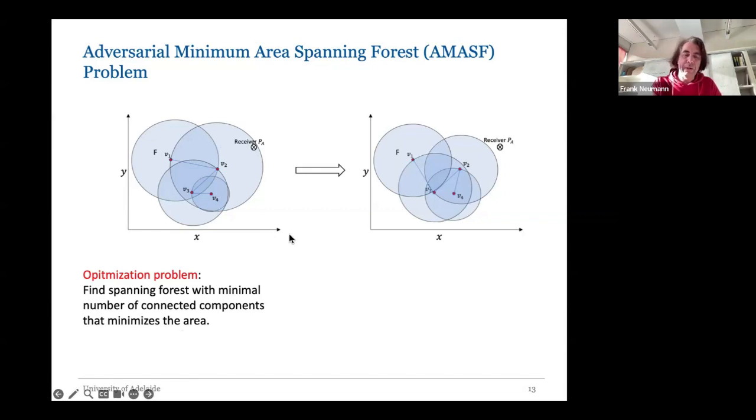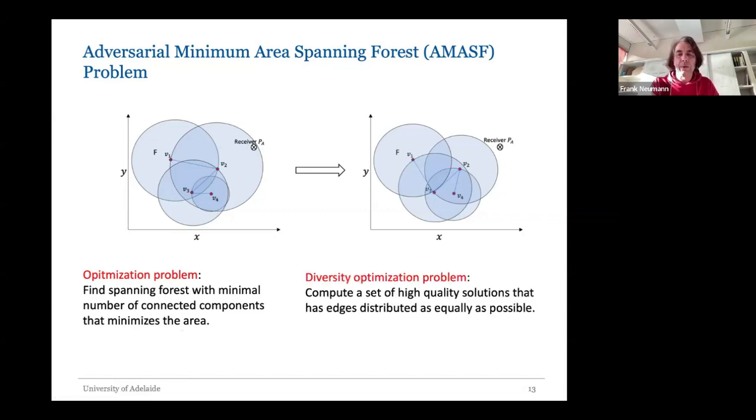Okay, and in the diversity version, we would look at computing a set of high-quality solutions that has the edges of the structure distributed as equally as possible. So we would have a diversity measure that says, well, the diversity of the set of solutions depends on the overlap between the solutions, and we would like to minimize the overlap as much as possible.